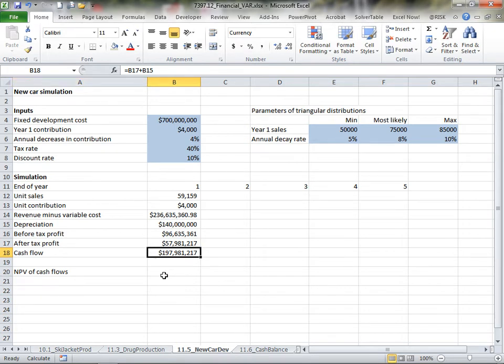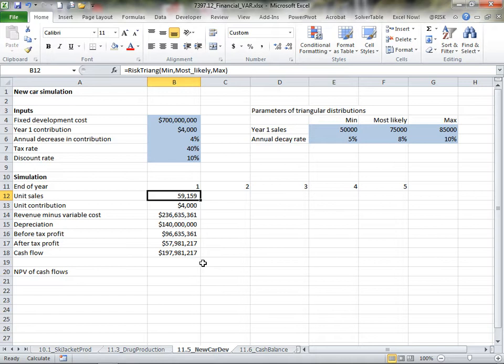Okay. I'm going to get rid of the decimal points here just to make everything the same units. Okay. All right, so is this correct? Here's our unit sales, our contribution. So here's basically the margin minus depreciation gives us before tax, minus taxes gives us after tax, and there's our cash flow. Okay.